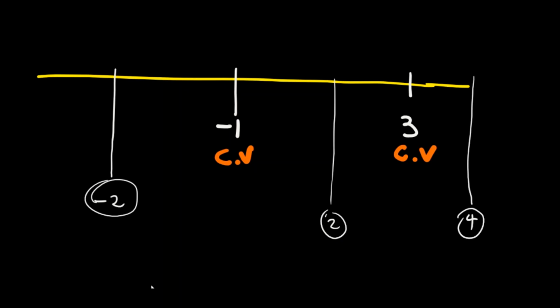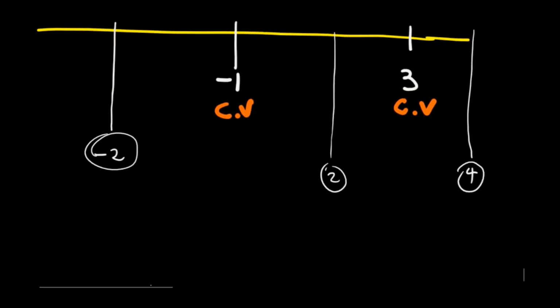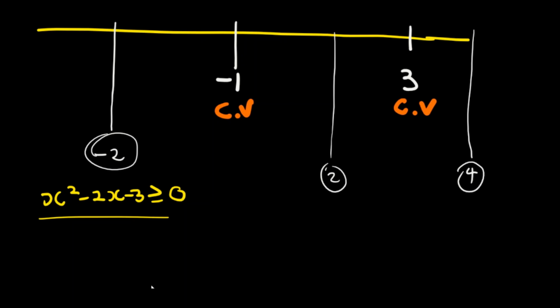Remember the standard form of equation. I'm just going to write it down here. The standard form of equation is x squared minus 2x minus 3 is greater or equals to 0, right? So you're going to test this value here, you test this value here, you test this value here, right? And we are mostly interested in the sign. So which sign do these values give you when you substitute them in the equation?